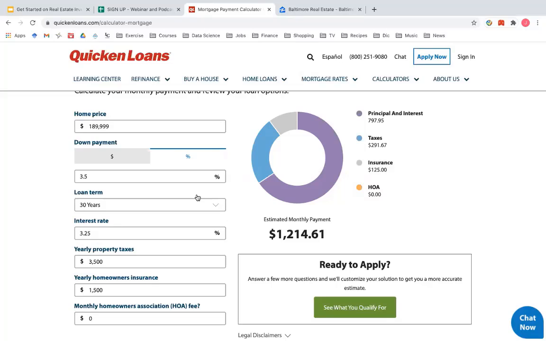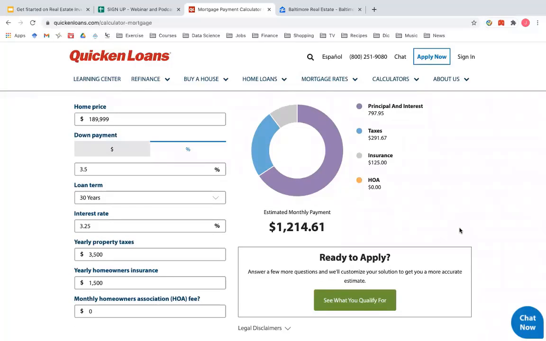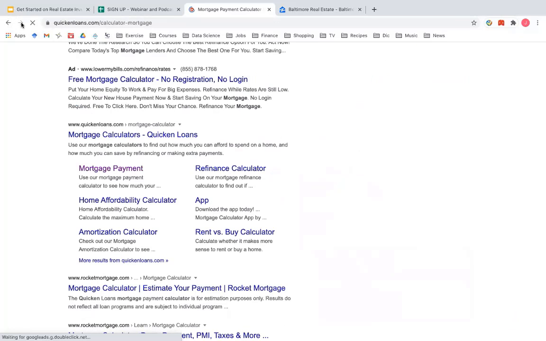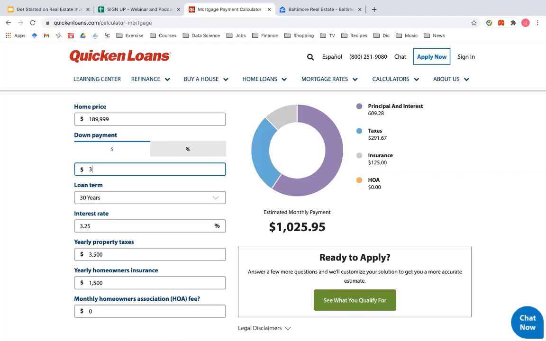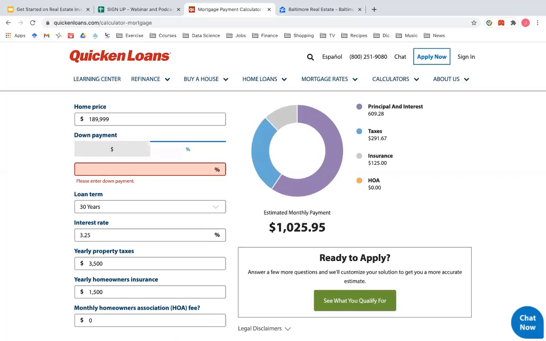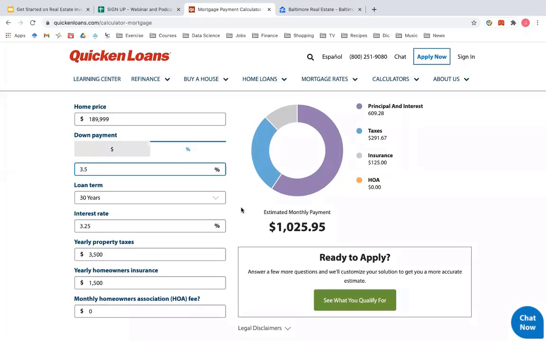And it looks like we're paying $1,200. Tap the home price for me real quick, Julie, and then hit enter. I just want to make sure that home price is the same. Tap the percent. So somewhere around $1,200 a month is what we're looking at. Okay, I wanted to make sure it was right.